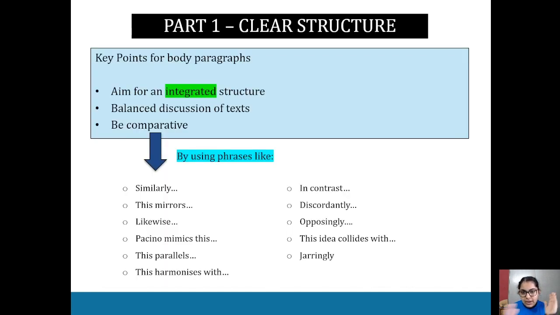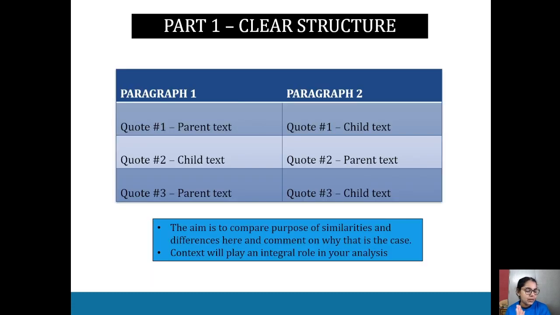Now, again, clear body structure is super important. Aim for an integrated structure. You want to have balanced discussion of the text, and you want to be comparative. And in order to be comparative, you need to use phrases like similarly, this mirrors, likewise, to show that you're actually actively comparing across the 2 texts.